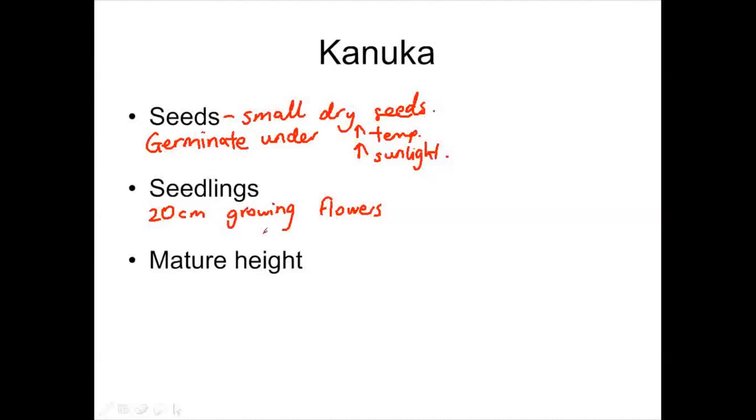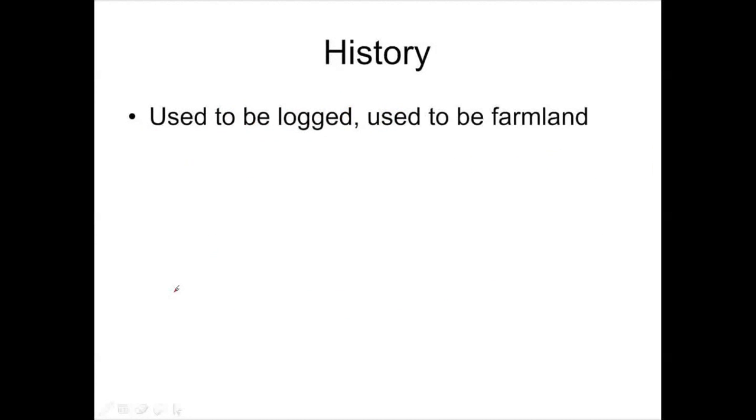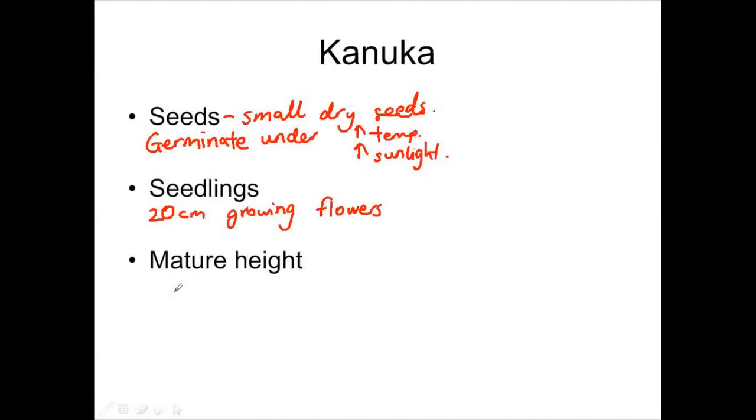After these Kanuka seedlings grow, they grow tall and they create a canopy. Once they achieve a mature height of around 20 meters, that means that they form our canopy. And because of this canopy, they create shade.